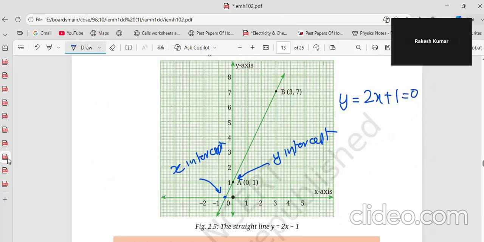You see, what are these? These are x and y. What's the coordinate of this point? This coordinate is minus half comma 0. That means x is minus half, y will be 0. That means it is the zero of the polynomial.